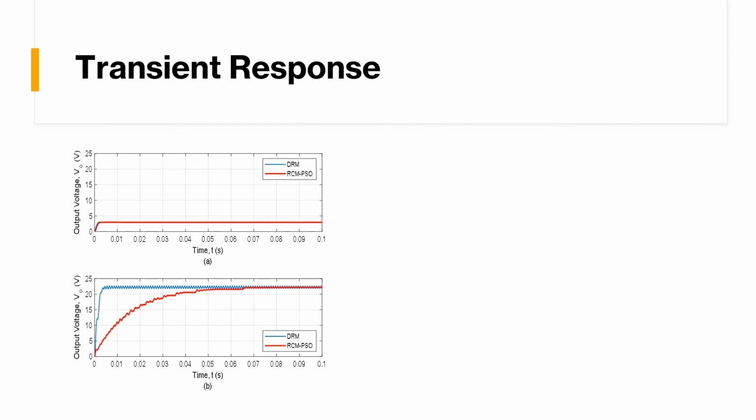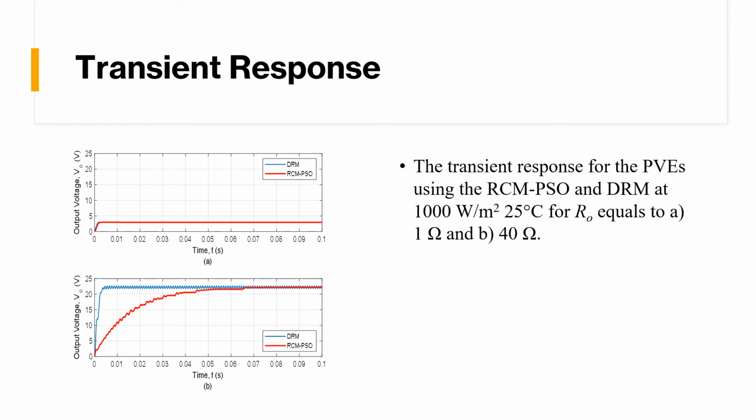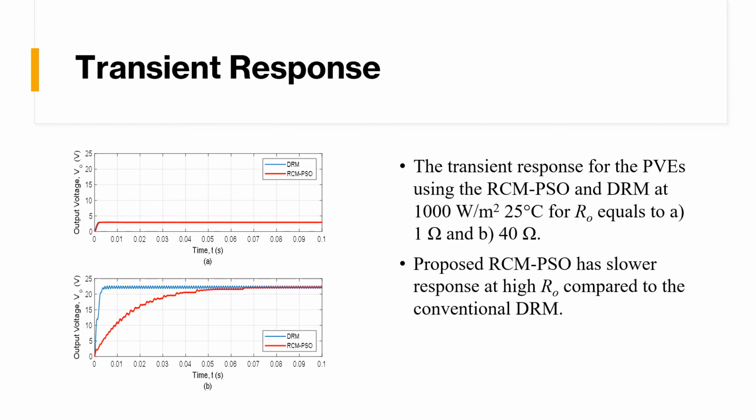The last result is the transient response. You can see here there are two transient responses, which are at 1 ohm and 40 ohm. You can see that at 1 ohm the response is the same for DRM and RCM-PSO. However, at higher output resistance, which is 40 ohm, the proposed RCM-PSO responds slower when compared to the DRM. This is due to the limitation of the PI controller. So if you replace the PI controller, the response can be faster.